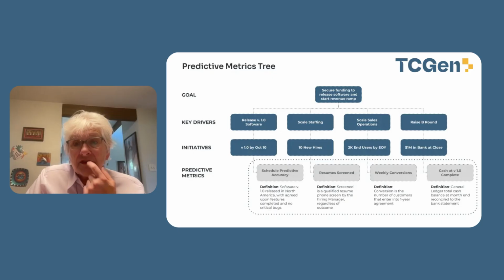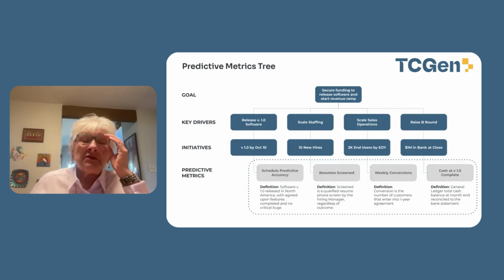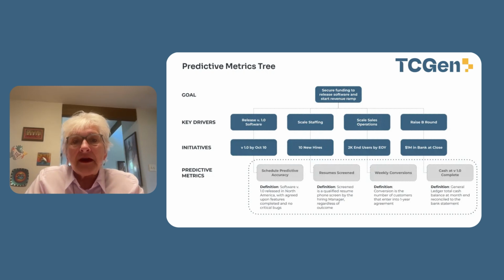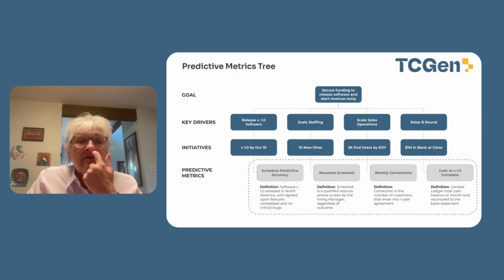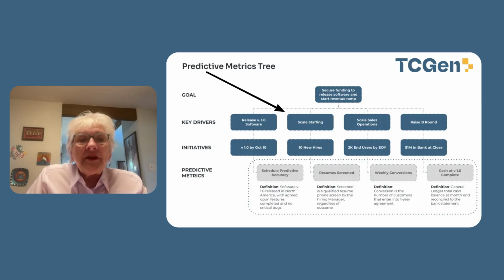This is a real life example. And I think the predictive metric would be stunning to most people. So this is a small pre-IPO startup company, and their goal is to secure funding. And in order to do that, they need to release the software and start a revenue ramp. One of the key drivers is to scale their staffing. We don't have enough people to be able to deliver this product on time. So the initiative is hiring. We need to hire 10 people.